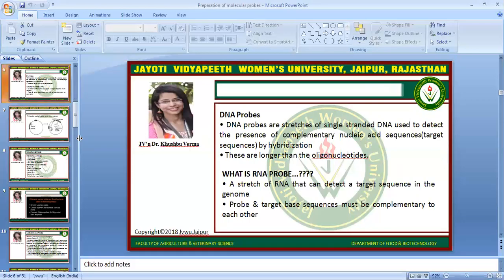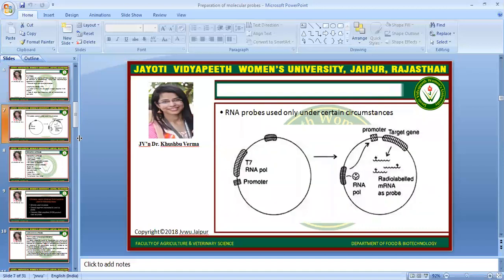The next kind of probe is DNA probes. DNA probes are stretches of single-stranded DNA used to detect the presence of a complementary nucleic acid sequence, which is the target sequence, by hybridization. These are longer than the oligonucleotides. Next is RNA probes. So what are RNA probes? A stretch of RNA that can detect a target sequence in the genome. Probe and target base sequence must be complementary to each other. RNA probes are used only under certain circumstances.